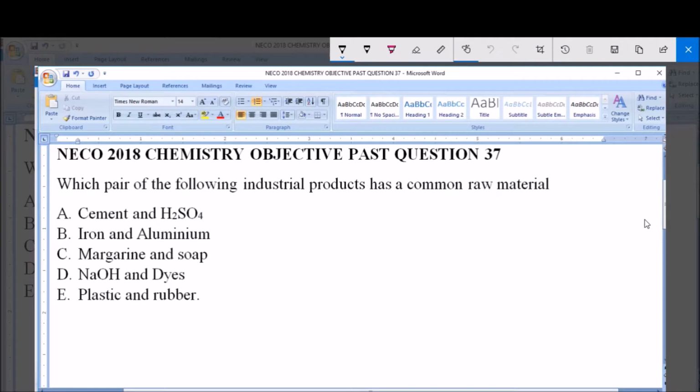Now let's look at the raw materials used in manufacturing each of the industrial products and see which one has a common raw material. Now cement is made using limestone, and then H2SO4 is made using sulfur, water, and then air. So you can see that the raw materials are not common, so this is not the answer to the question.